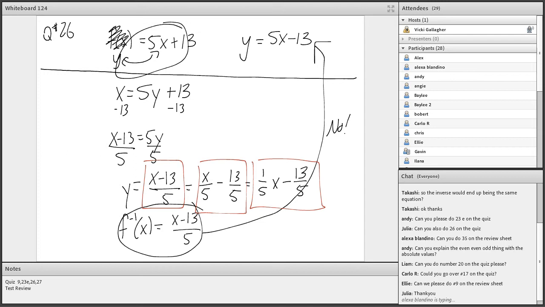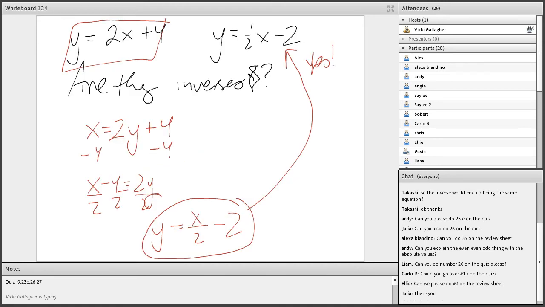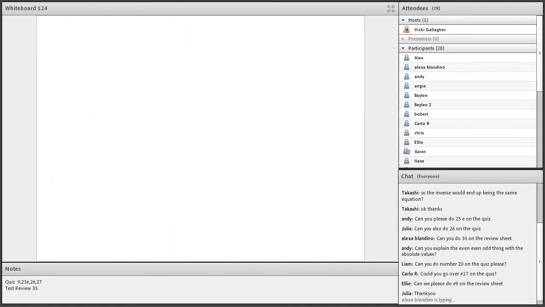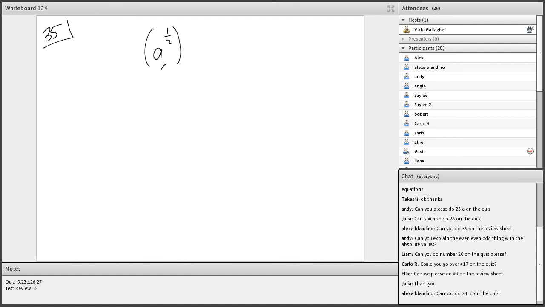All right, next we're going to switch it up, and we're going to switch over to the review sheet. We had a question about number 35, so let me find a blank whiteboard and we'll do that problem next. So this is the review sheet that I gave my students. I'm not sure that it's the same one that you have, so if you are looking at 35 and it looks different, I apologize, but it's still good for us to do this problem.